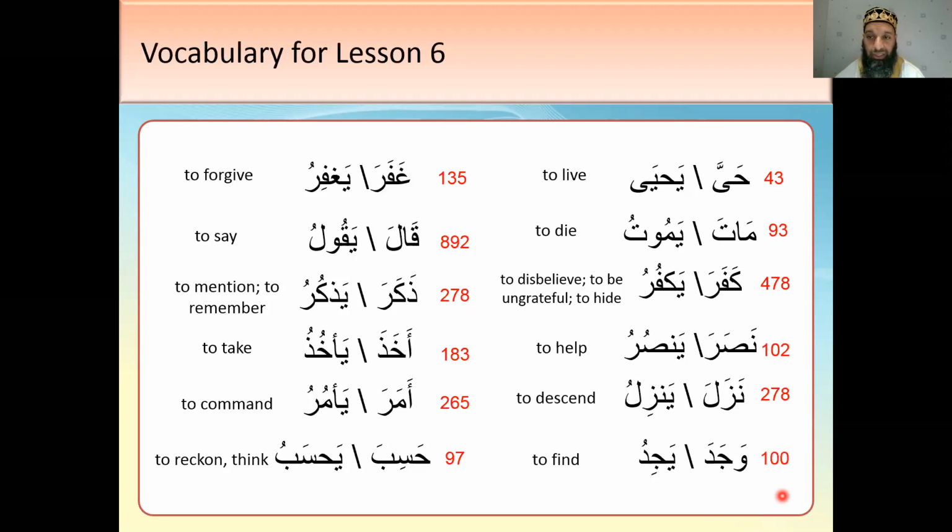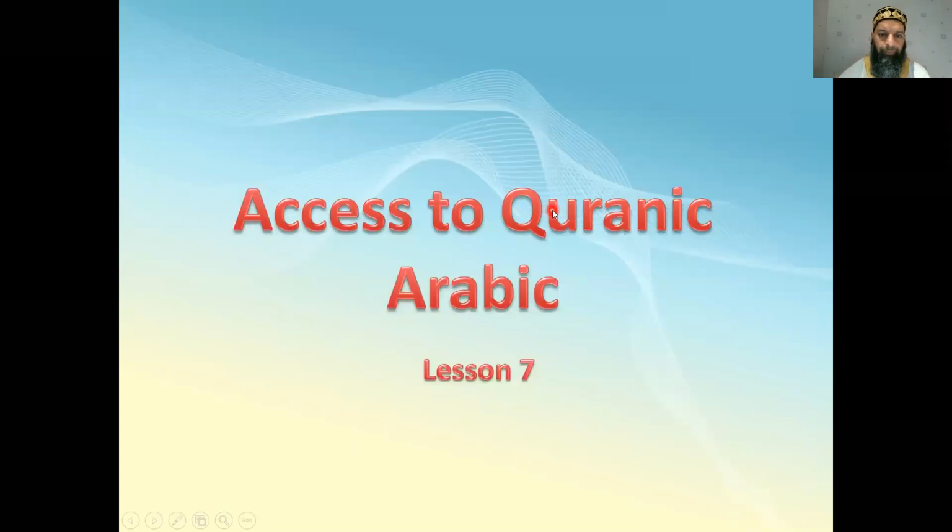Wajada yajidu, to find. Right, to find. Excellent. So these are root words. These are the real words we need to learn to increase our vocabulary, the root words. Because once we learn the endings, we can put those endings on these root words and we'll know the meaning of the word. The root word is the main word we need to know. So that's why I've started giving root words now. Right? 20 minutes gone.